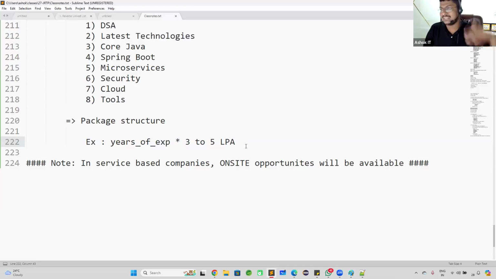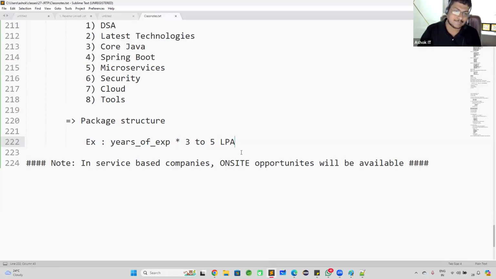When you go on-site, the US salary structure will be applicable for us. Here we are getting the salary in rupees. Once you go on-site, you will get the salary in dollars. You will get more salary when you go on-site. That's why Indians have a lot of craze for on-site opportunity.